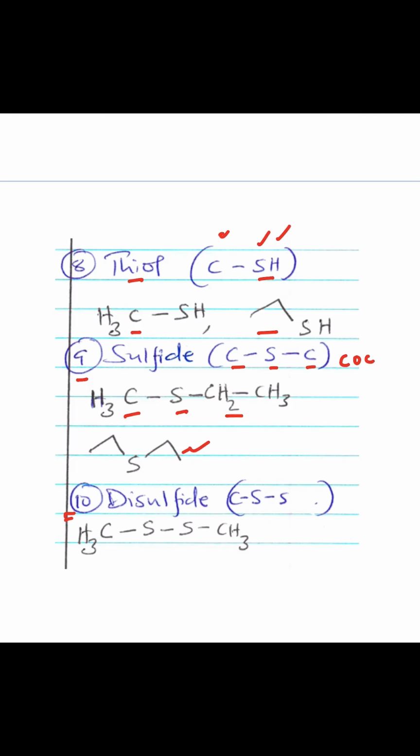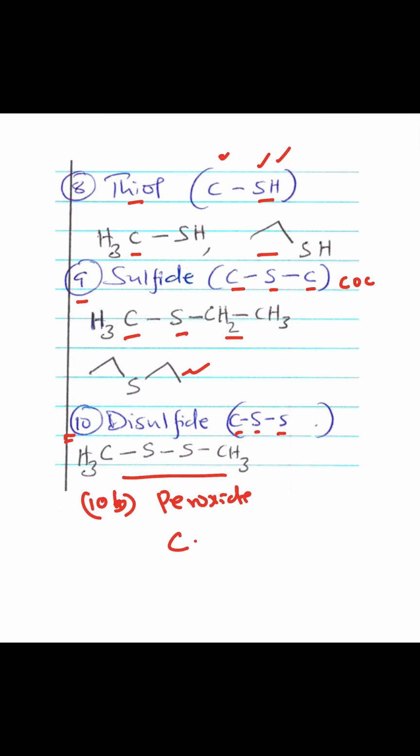Number 10, disulfide. In this case you have carbon sulfur sulfur bond. So that's an example of that, and that's almost similar to what we call peroxide, 10B, peroxide. And this is where you have carbon oxygen oxygen bond. If you have carbon oxygen oxygen hydrogen, that would be hydrogen peroxide, or it would be hydroperoxide, but you could also have an alkyl group in this position.